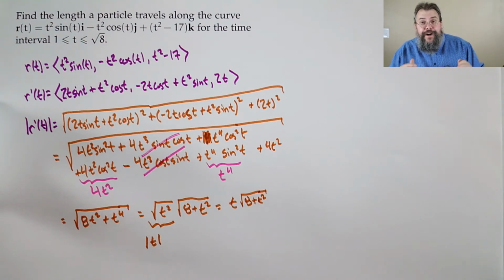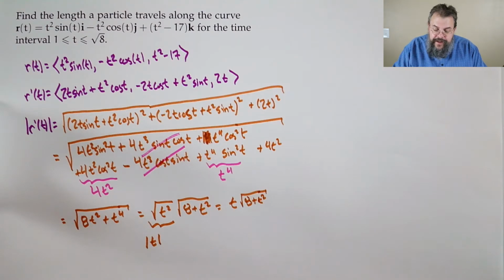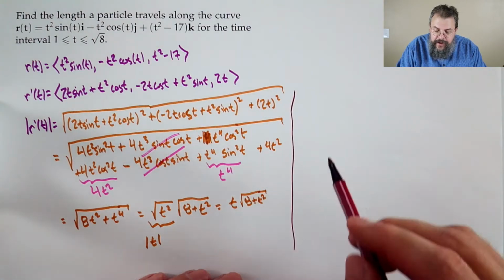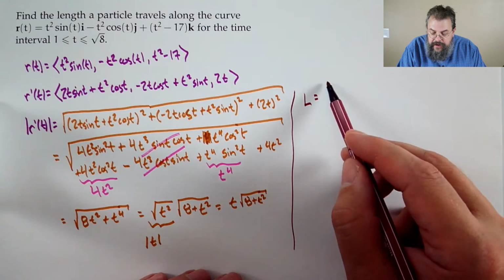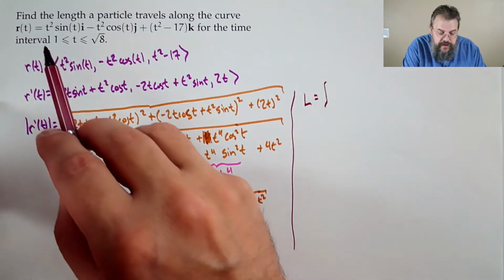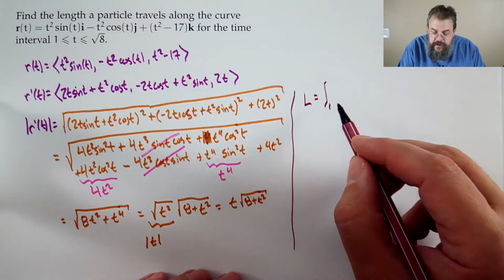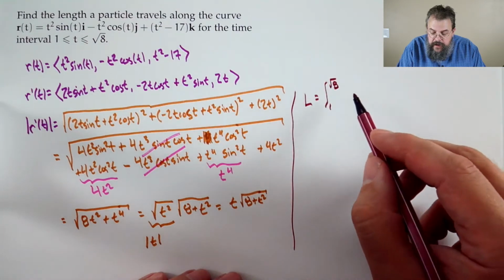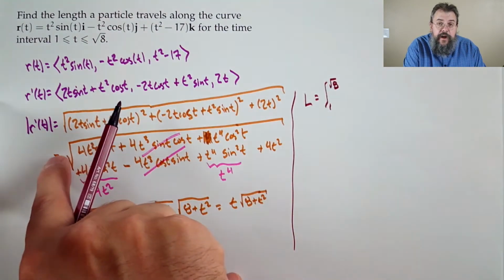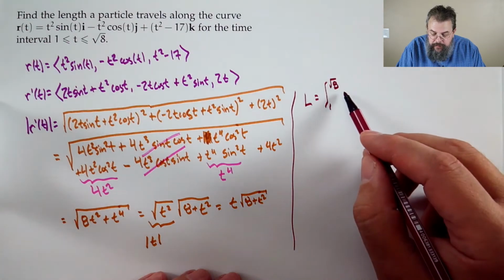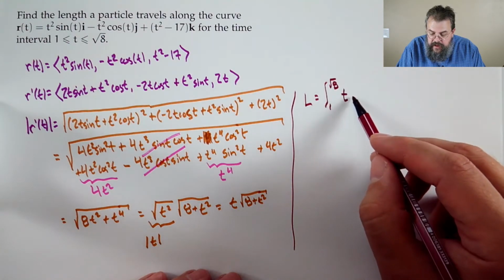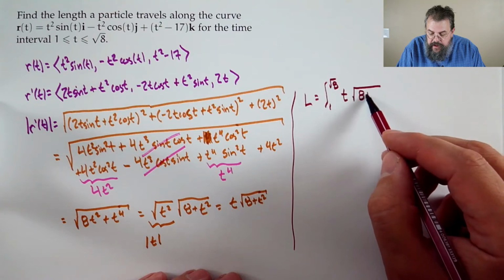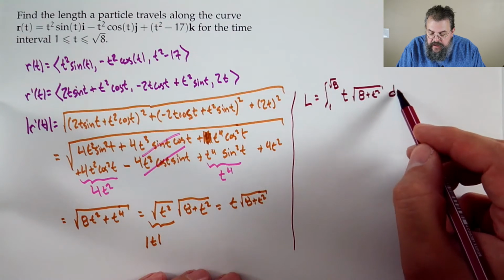We've done the hard part of the problem. The rest of it is just the fun part. Well, what do we mean by that? Let's get into the rest of it. You see, our length is you add up from start to finish, so 1 to root 8, of the magnitude of r prime. So the magnitude of r prime is t square root of 8 plus t squared, dt.